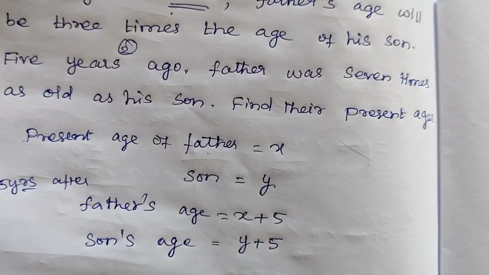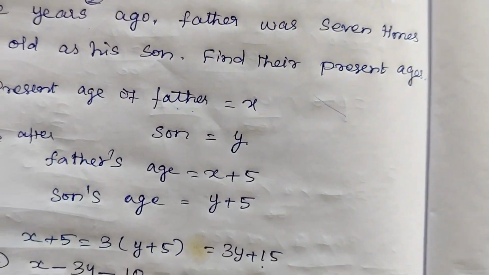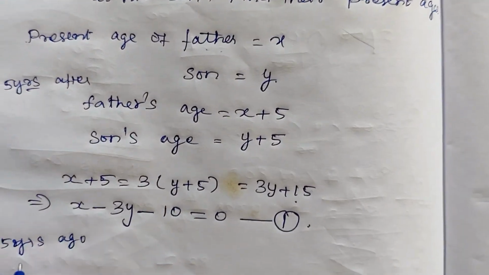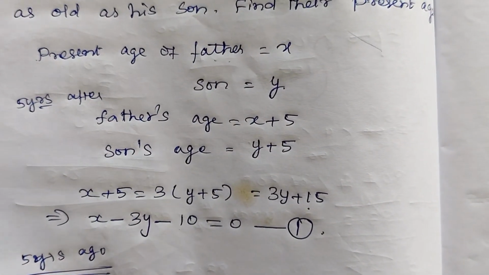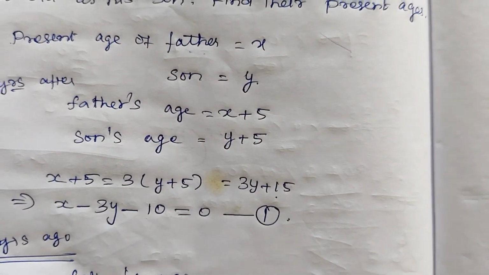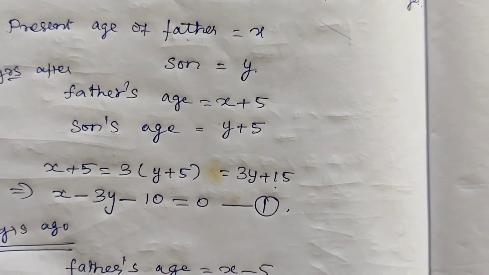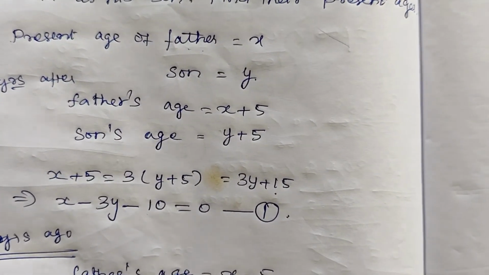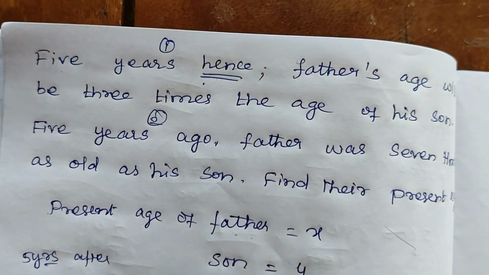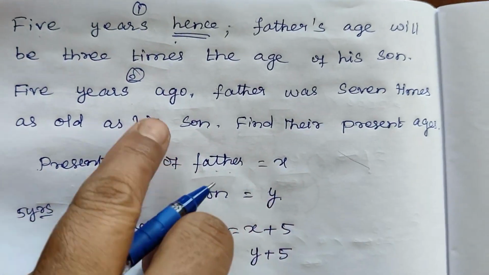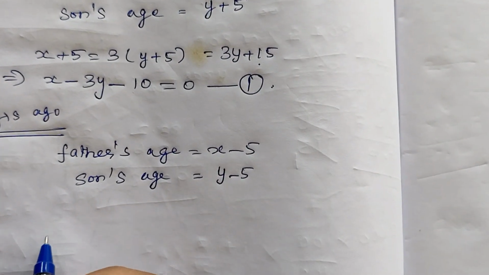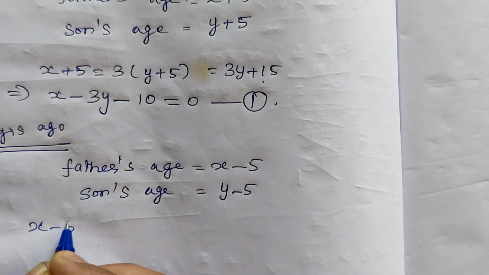So the second condition is 5 years ago. 5 years ago, what is the father's age? Father's age is x minus 5, and son's age is y minus 5. Now come to the condition. It is given that 5 years ago, father was 7 times as old as his son.